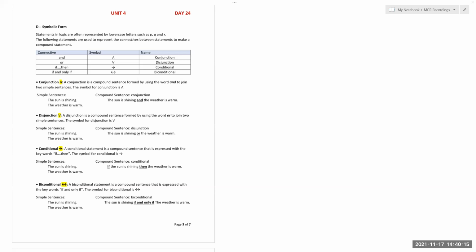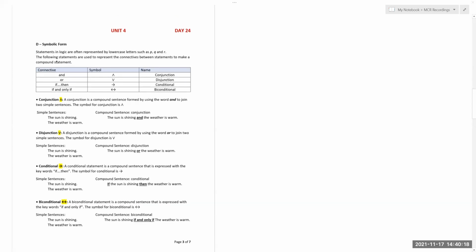Okay, for the next part of this, we're going to talk about symbolic form. So a lot of times statements are going to be represented by lowercase letters. So usually it's a P, a Q, an R, an S if you had 4 of them. But these are just going to be basic statements. Like this could be Oreos are brown. And this could be castles are cold, just statements. And then we can do different symbols to connect them together: and, or, if then.